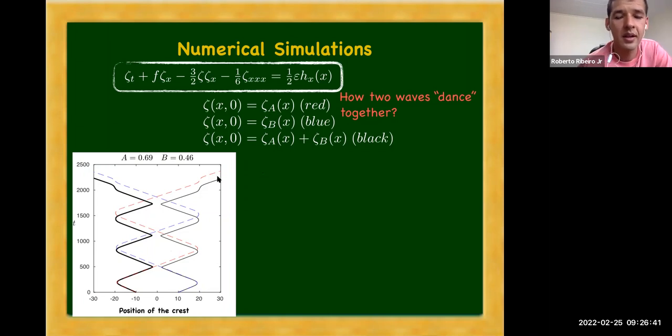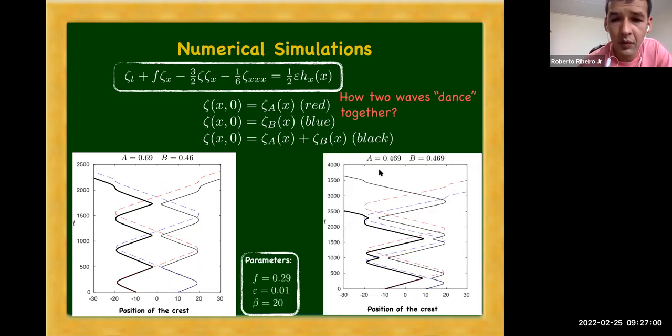And we see that the same goes when we take as initial data the sum of the two waves. The two waves interact with each other. I'm following now the black lines, and after some time they escape out. So basically the dynamic is the same. But now let's see what happens if you choose another value for A and B.